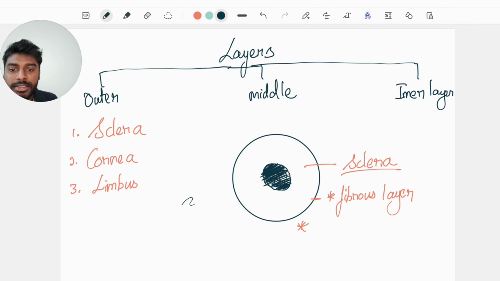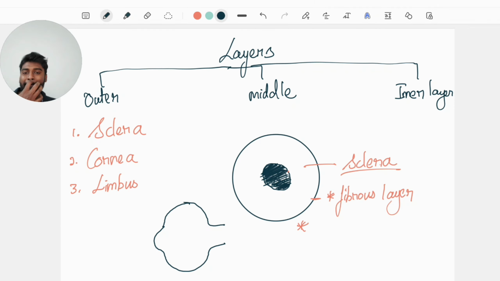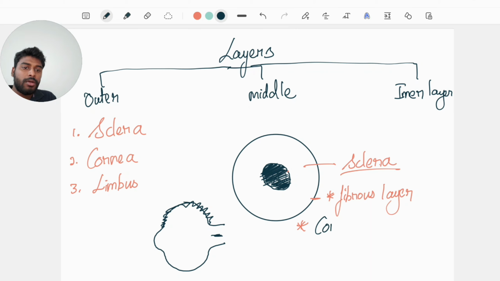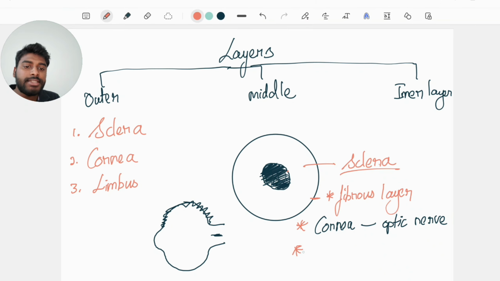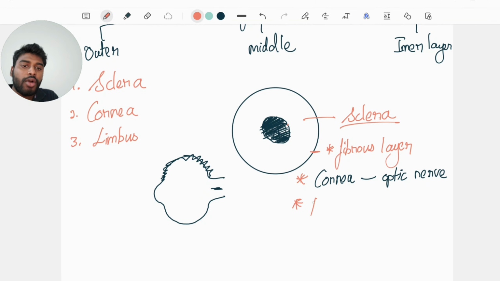What is the optic nerve? If we draw an eye in this shape in the side view, this is the optic nerve. The sclera, the whitish color, extends from here to this optic nerve. So it extends from the cornea to the optic nerve. Then the sclera is attached to the extraocular muscle.